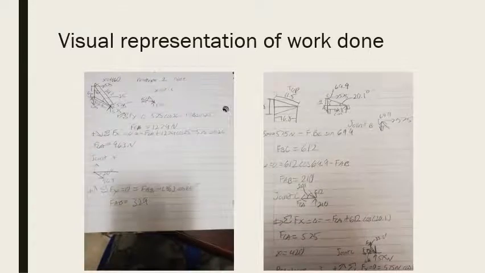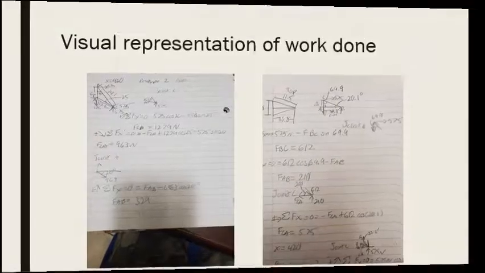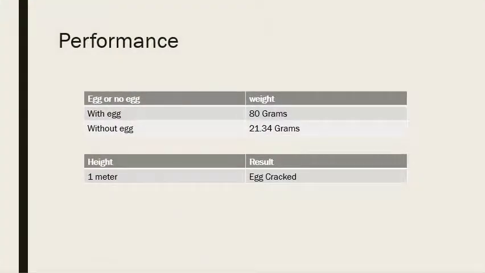This is a visual representation of the work that I've done. The performance. Here I have two tables describing the lander. The first table is the weight of the lander. The weight of the lander with the egg came out to 80 grams. The weight of the lander without the egg came out to 21.34 grams. The second table is the results.